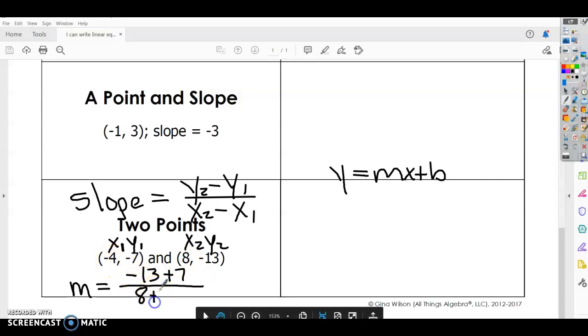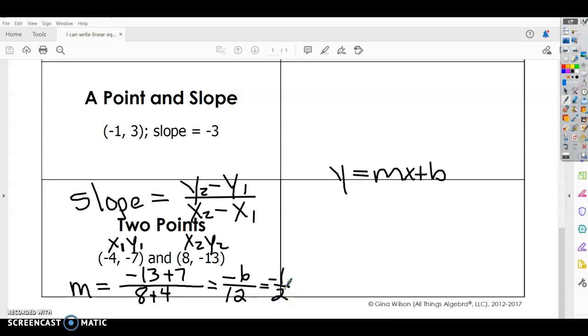minus, which is +4. So if I simplify that, I've got negative 13 plus 7. That gives me negative 6. And 4 plus 8 is 12. So that reduces to negative 6 over 12, or negative 1/2. All right, so now we have 2 points and we have a slope. We still don't have a y-intercept. So we're going to go back up and use the point-slope form again in order to do this.